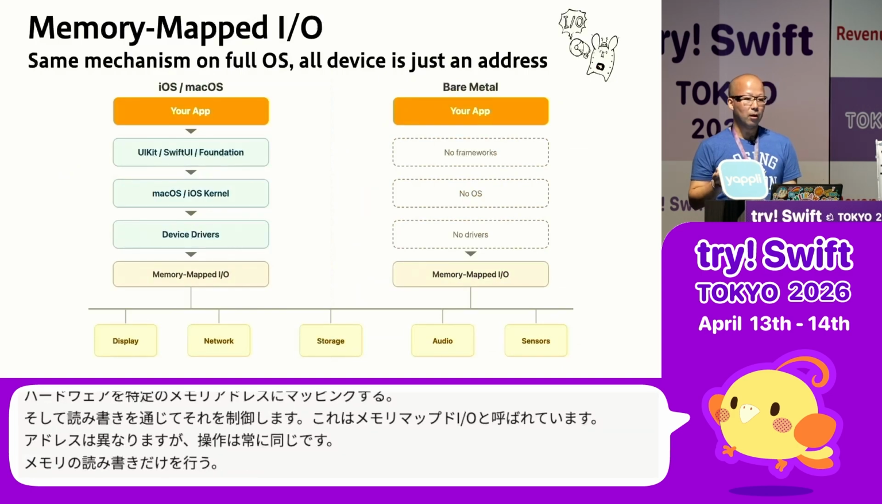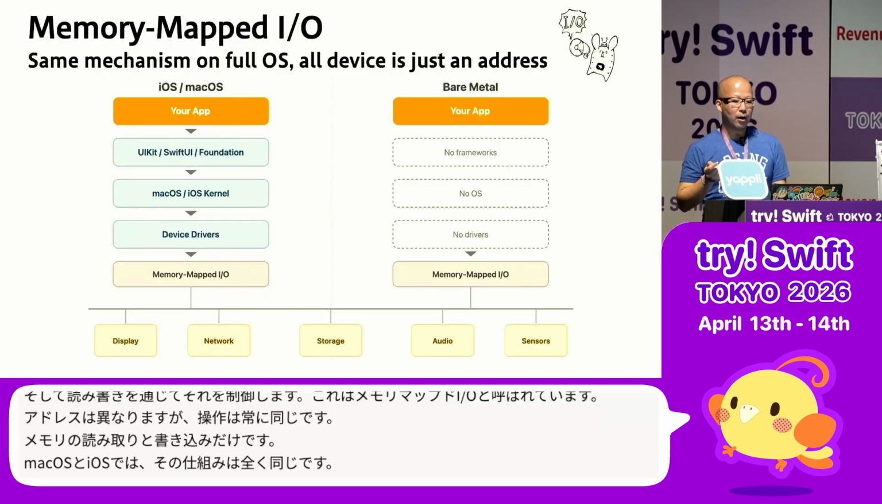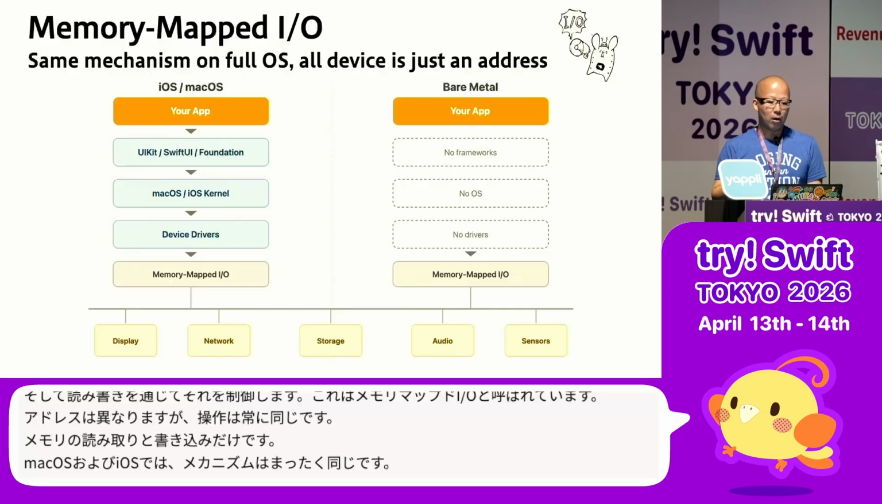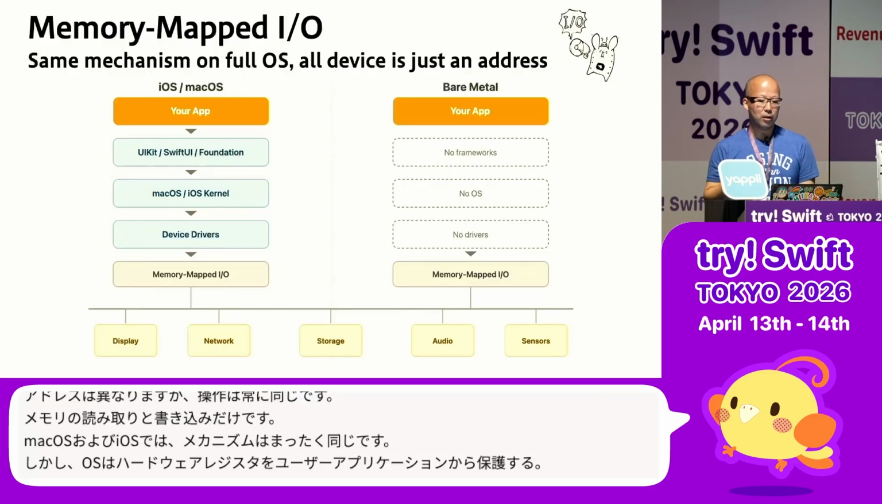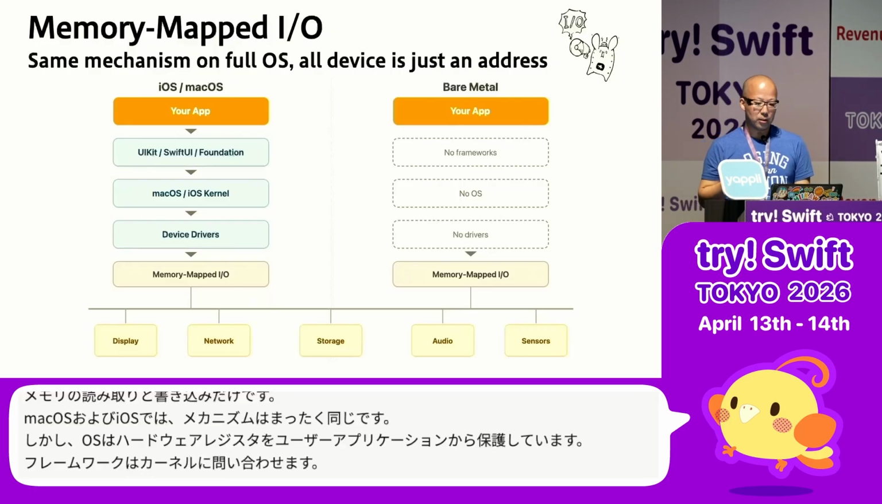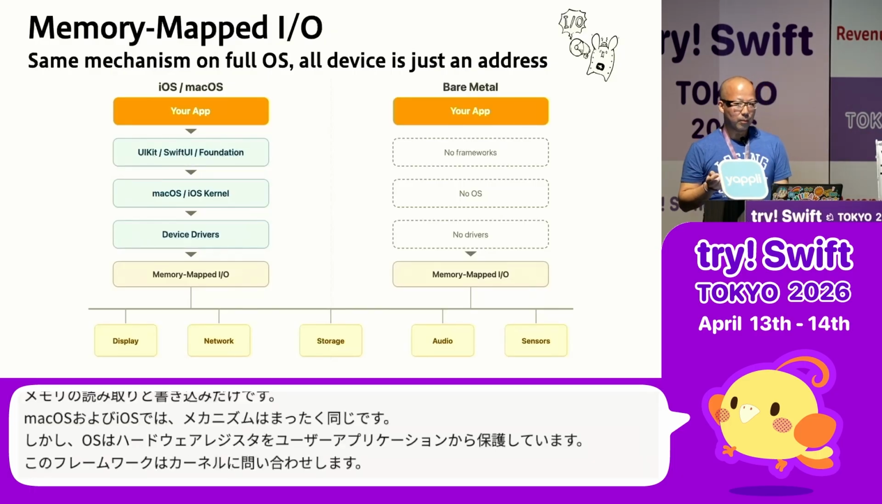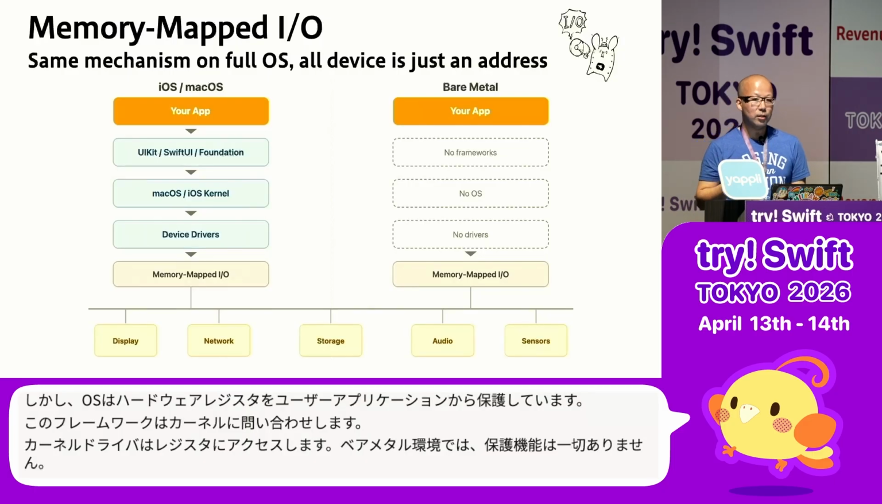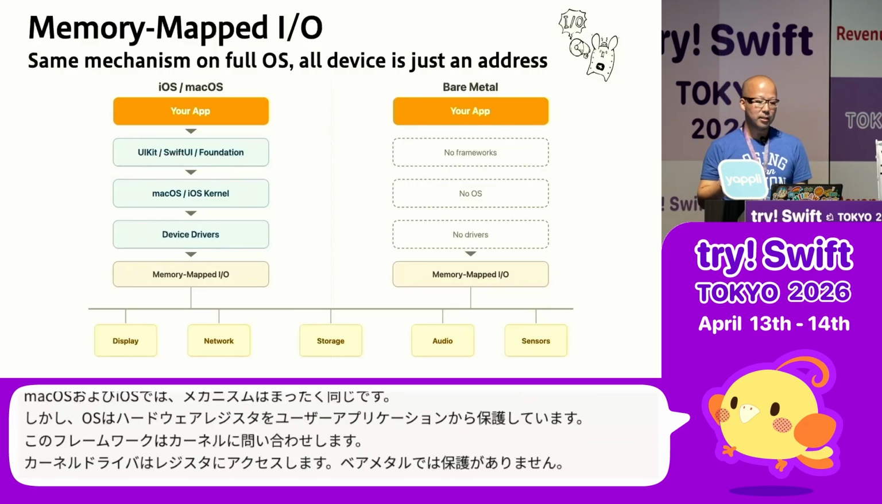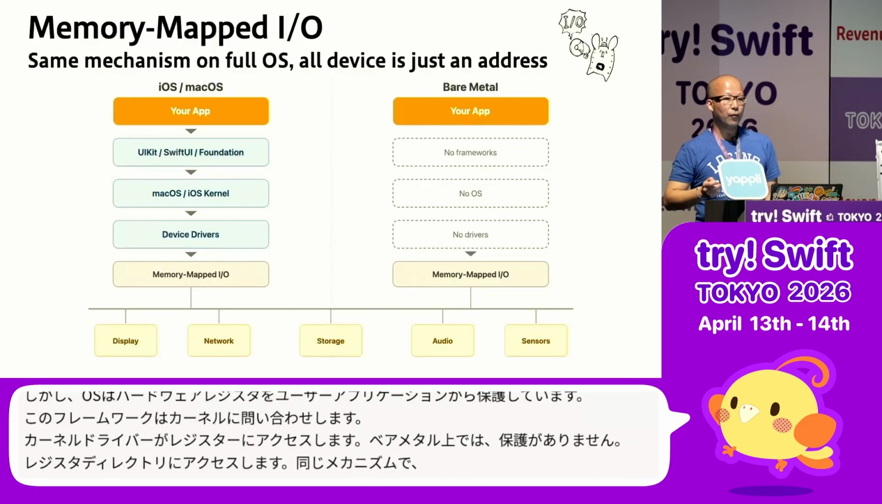On macOS and iOS, the mechanism is exactly the same, but the OS protects hardware registers from user applications. Your app calls the framework, the framework asks the kernel, and the kernel driver accesses the registers. On bare metal, there's no protection. You access the register directly. Same mechanism, just a different operator.